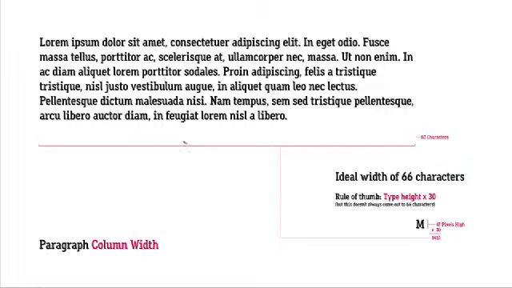Now, my opinion on this is it's a little bit too wide. It's pushing the envelope a little bit, but it falls within the mathematical realm of all these things that we've been talking about of this ideal width is what we're shooting for. So it's acceptable, but we would probably want to go with something a little shorter.